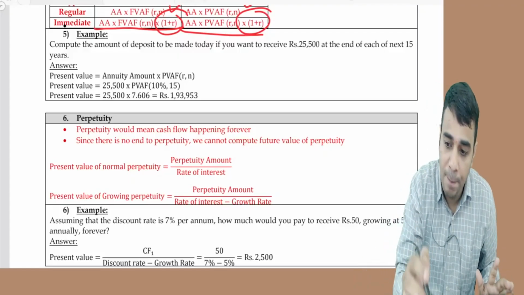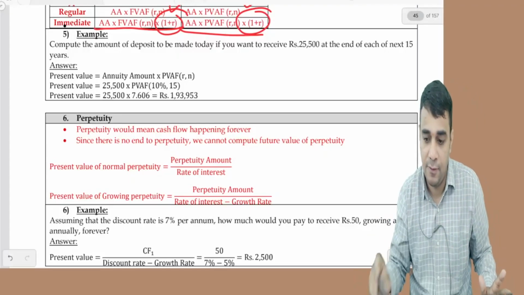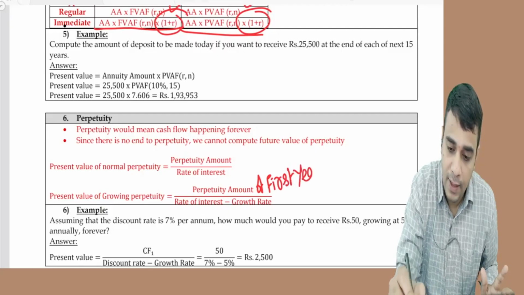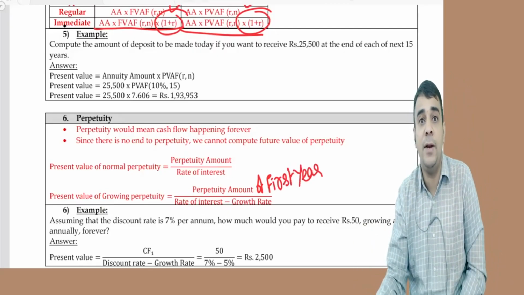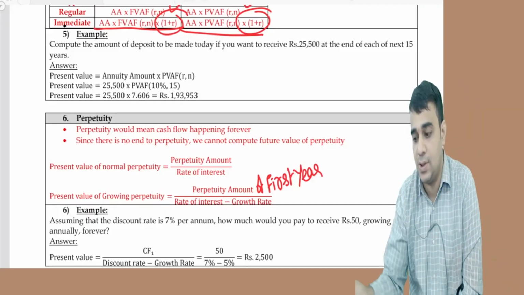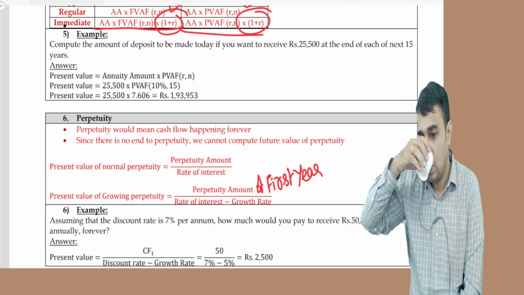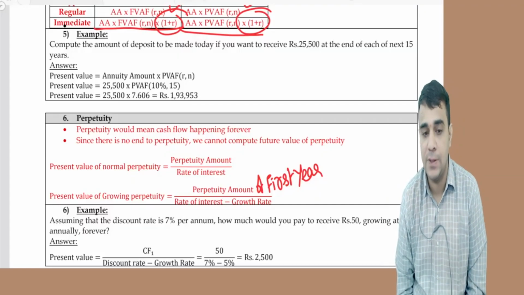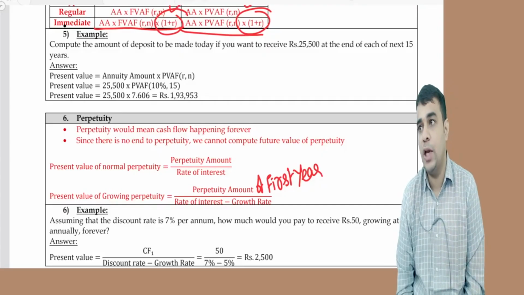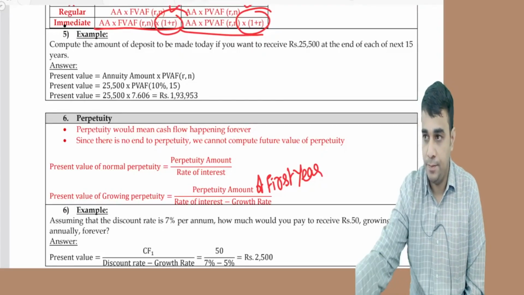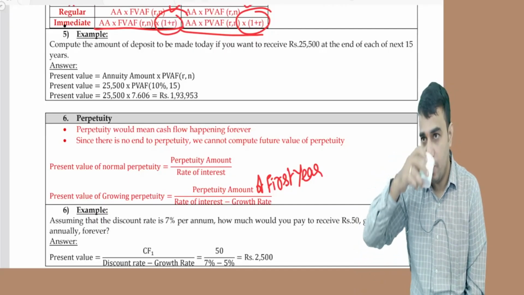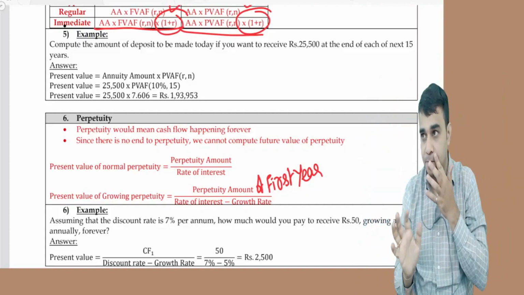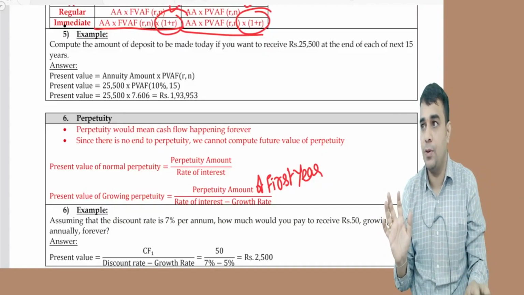Just come and write here, perpetuity amount of first year. Just write that first year amount. It can be first year, first month also. First month means the denominator will be the monthly interest rate. Perpetuity amount of first year divided by rate of interest minus growth rate. Same for both. Growth rate can be there, may not be there also. Clear? Can you proceed? Rate of interest minus growth rate.